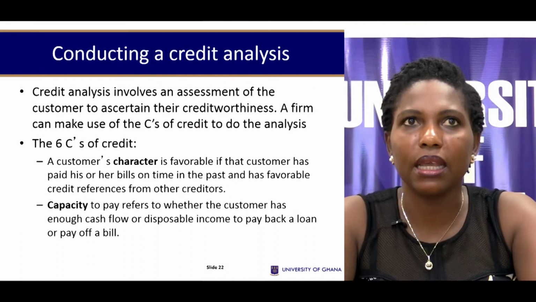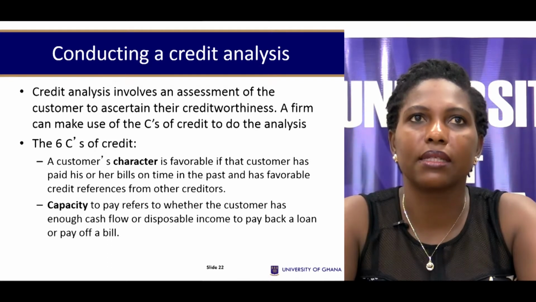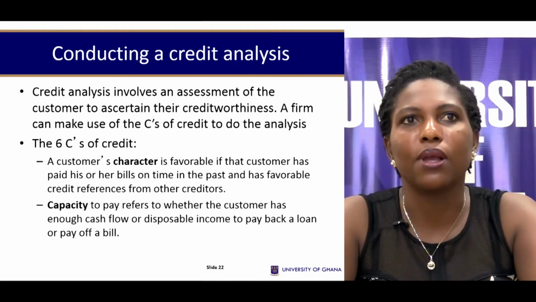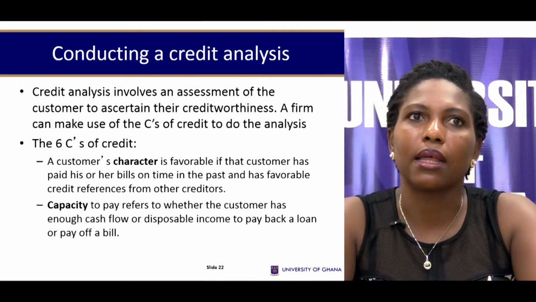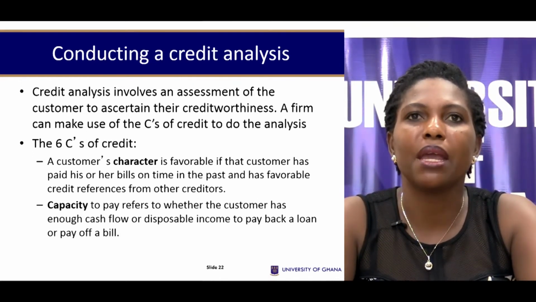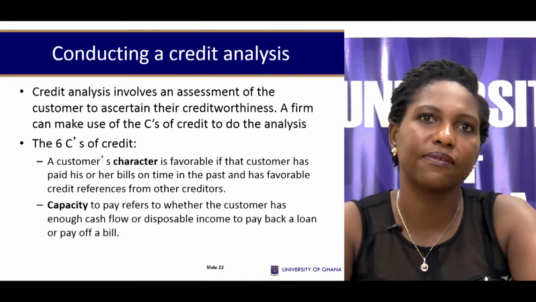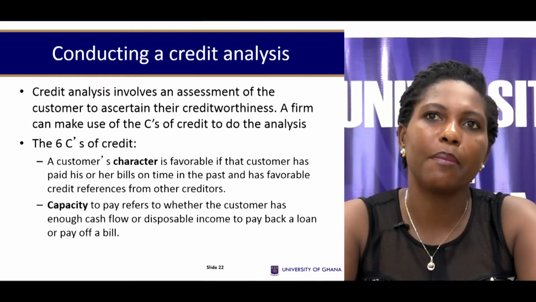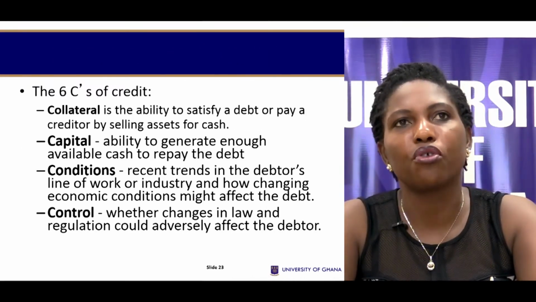Now, to qualify to be given credit, we also look at the credit analysis. Now, this assesses the customer to ascertain their creditworthiness. In looking at the 6 C's, one of them is the customer's character, whether a customer has over time been able to pay bills and whether there's a visible willingness to make payments in the near future. And also whether the customer has capacity in terms of their cash flow status or disposable income to pay back on the facility or the credit that is being extended. Now, sometimes there's a need to provide collateral.